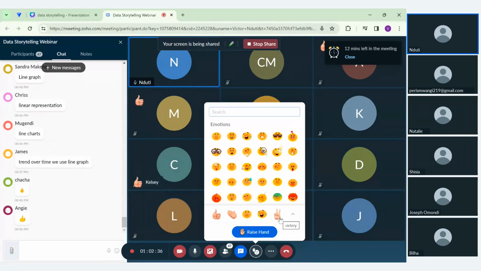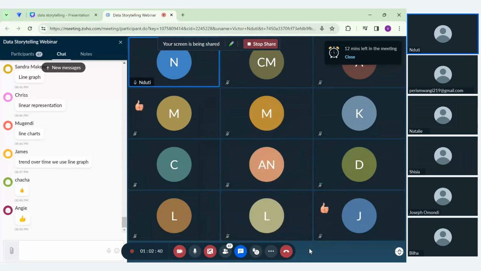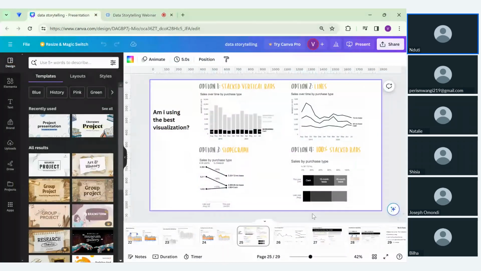What do you guys think? Who wants us to retain? Thumbs up, the peace sign if you want us to just keep what we have, stick with the bar. Okay, so all of us are saying we can change, right? Let's see how we can address that.